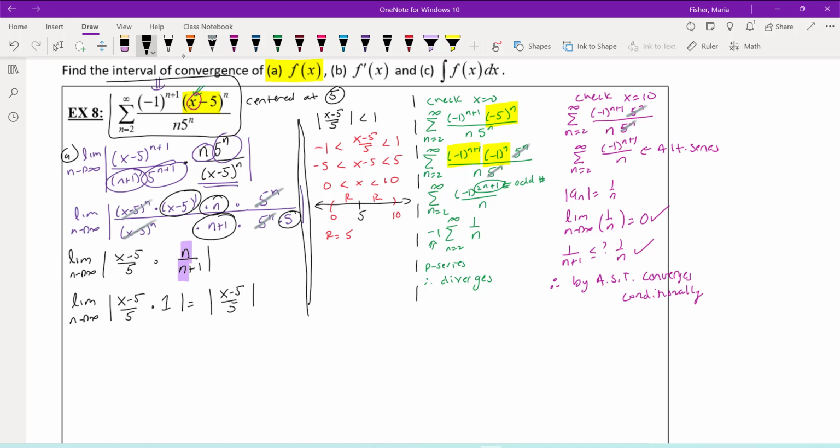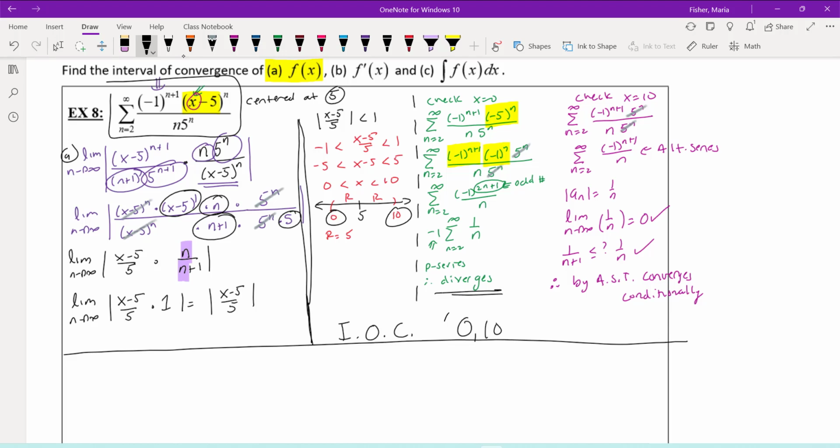For part A, when we're looking for the interval of convergence of your function, remember it's going to be the numbers 0 and 10. At 0 we diverge, so we don't include it. At 10 we converge, so we do include it.